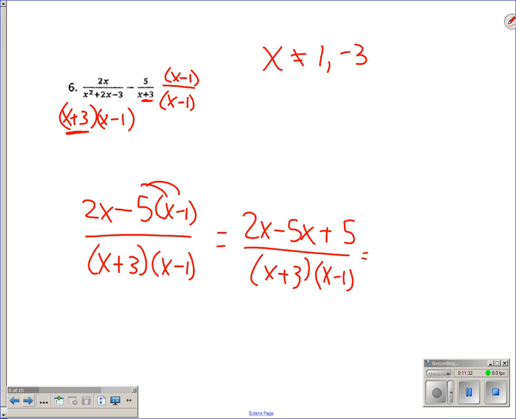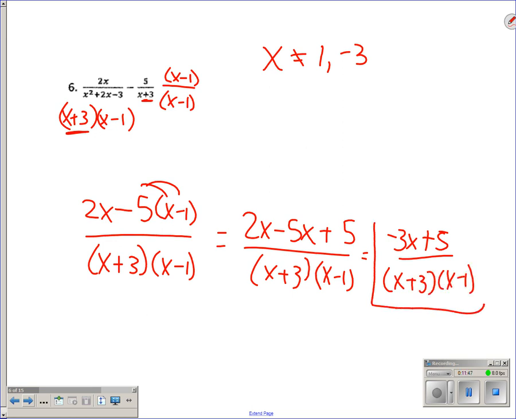Reducing the top, I get negative 3x plus 5 over x plus 3, x minus 1. And I believe that is the answer because nothing else factors out, and we're all set.